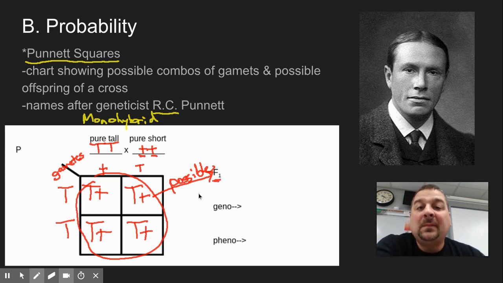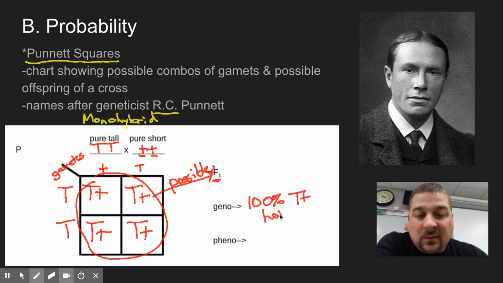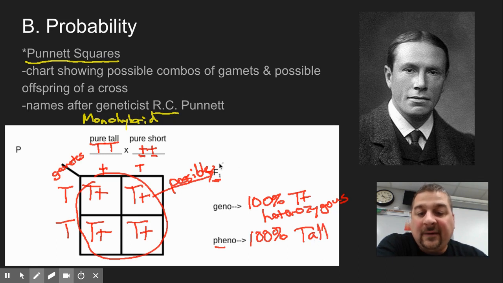Now, remember when Mendel crossed purple and white flowers, what were the F1? They were all purple. So when we cross tall and short, and tall is the dominant trait, look at the genotype, they're all the same. They're going to be 100% big T, little t, which, if you remember from the last video, is heterozygous. Phenotype, physical appearance: how are they all going to look? They're all going to be tall. So the F1 are all going to be heterozygous tall.